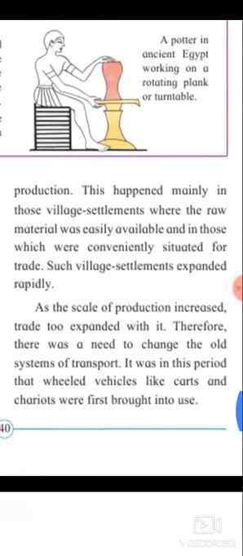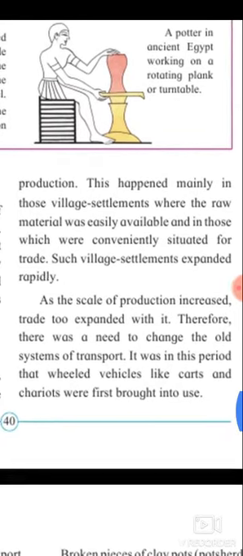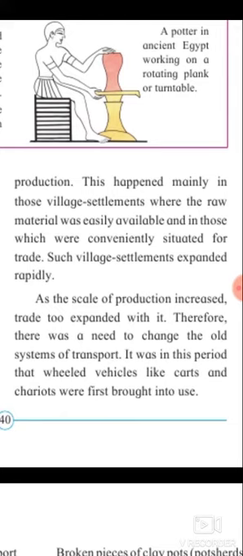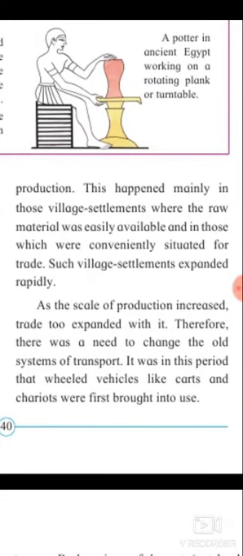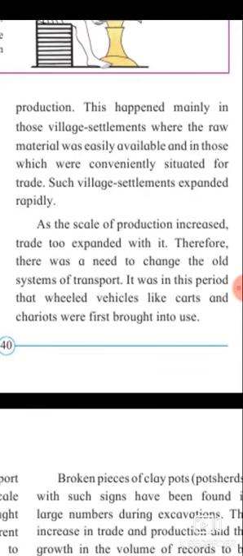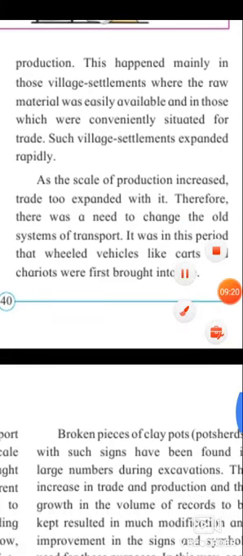This happened mainly in those village settlements where the raw material was easily available, and which were conveniently suited for trade. So they lived in village settlements to easily get raw material, like sand, and the wheel. For their convenience they chose the place and lived there, according to their trading purpose. As the scale of production increased, trade too expanded. With the increase in production, trading also increased. Therefore there was a need to change the old system of transport.